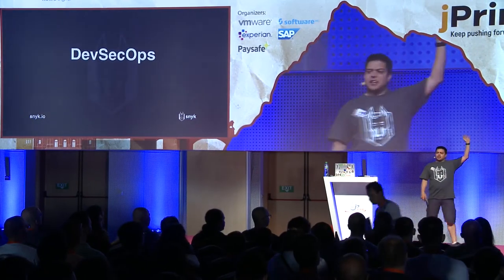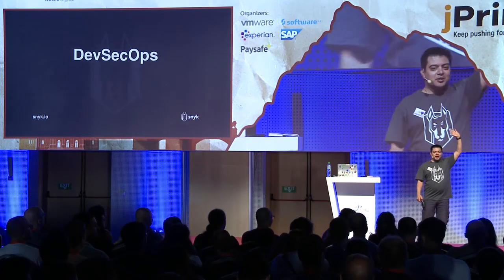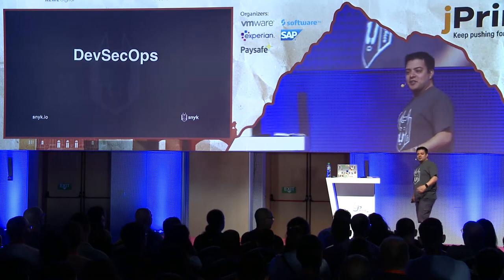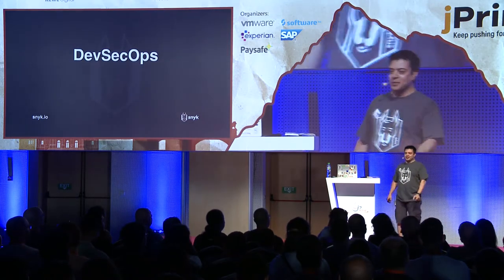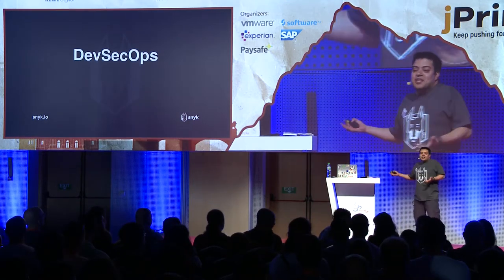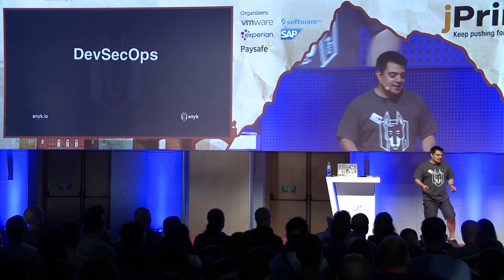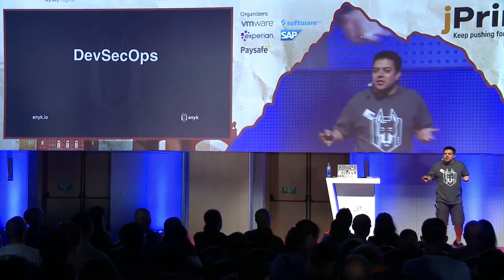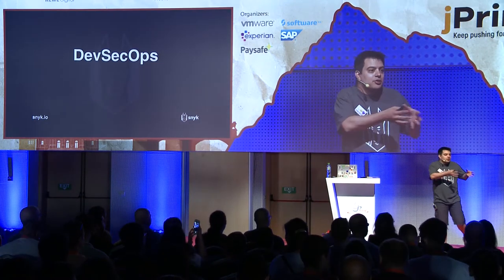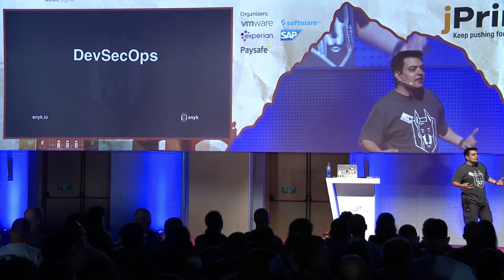Who's heard of DevSecOps? Virtually no one. What a crappy name for a technology, right? They thought DevOps is pretty cool, let's add Sec in the middle, and maybe security will be pretty cool as well. DevSecOps is the idea of bringing security into your DevOps pipeline. It's quite important because obviously security is important, and when you try and pull things like security into your existing workflow, you want to do it in a developer friendly way.